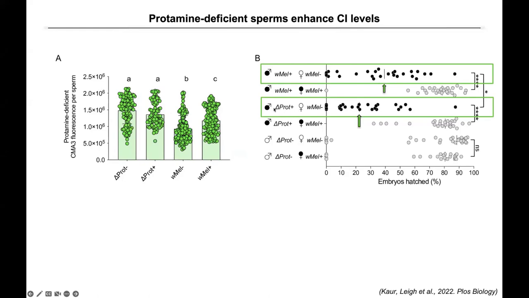And then when there is a protamine mutant line that has Wolbachia, and it's crossed with an uninfected line, the CI levels are accentuated. So now there's only 20% of embryos that hatch. So protamine deficiency is definitely causing CI enhancement.